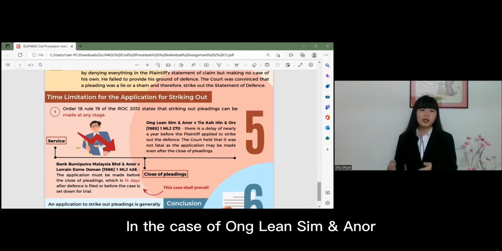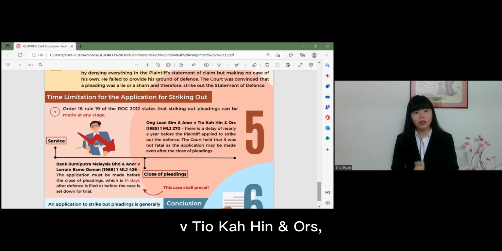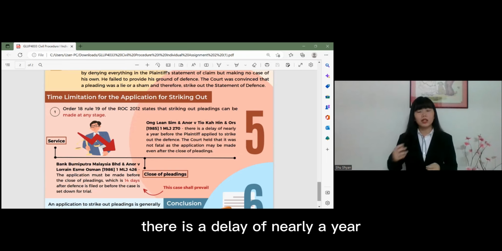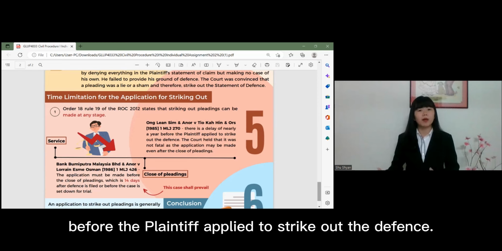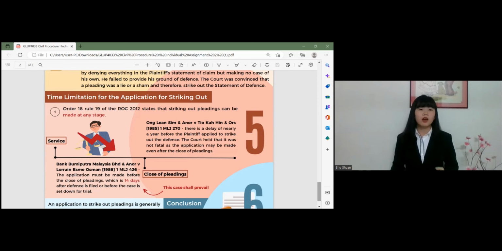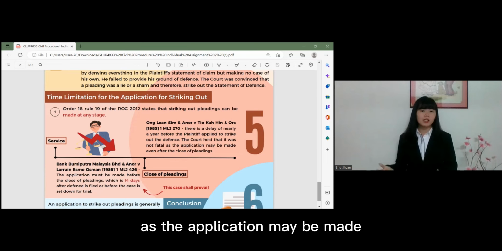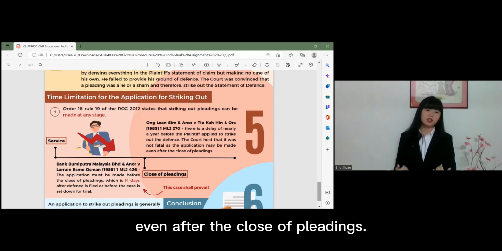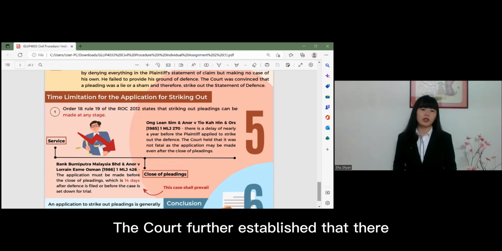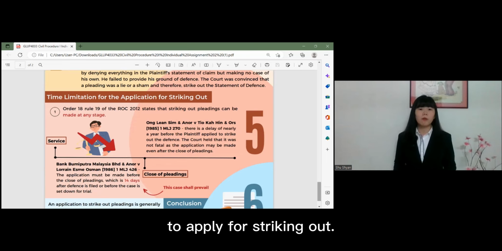In the case of Ong Lian Sim and another versus Teo Ka Hin and others, there was a delay of merely a year before the plaintiff applied to strike out the defense. The court held that it was not fatal, as the application may be made even after the close of pleadings. The court further established that there is no standard time limit to apply for striking out.